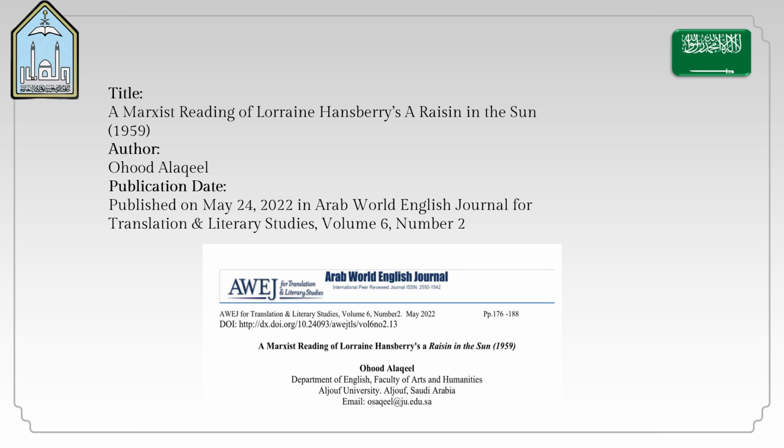Here we have the two critical papers viewed through a Marxist lens. A Raisin in the Sun is not only a family drama but a profound critique of American capitalism. Here we have the title, a Marxist reading of Lorraine Hansberry, A Raisin in the Sun, which was published in 1959. The author is Uhud Al-Aqil, published in 2022 in Arab World English Journal for Translation and Literary Studies.